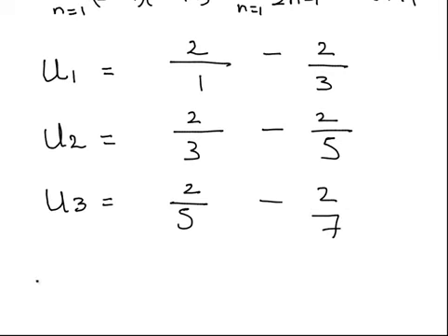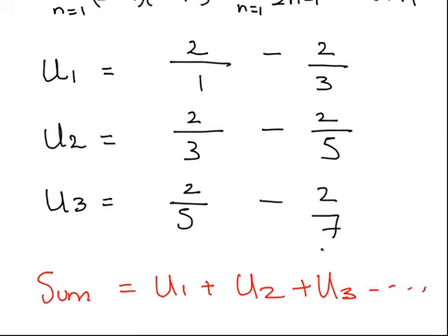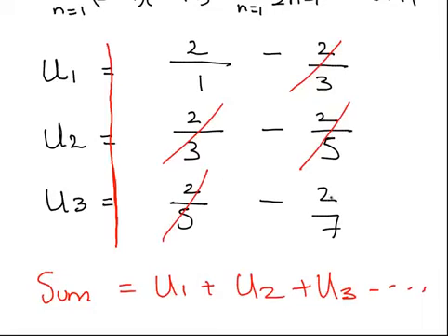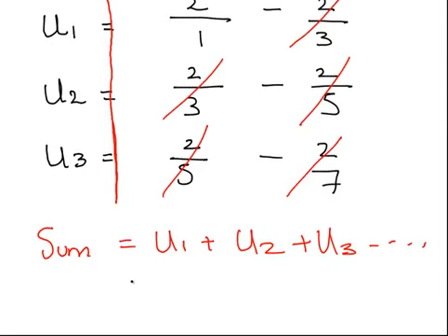Essentially what we're saying is that the sum equals u1 plus u2 plus u3 and so on. Let's add all of these up and restructure. When we add u1 and u2, the minus 2/3 and plus 2/3 cancel out. So we're left with 2 and minus 2 over 5. We add u3 onto that, and minus 2 over 5 and plus 2 over 5 cancel out. Likewise, minus 2 over 7 will cancel out with the next term, and so on. So what we are left with is essentially 2. All the components cancel out, so the answer just ends up being 2.